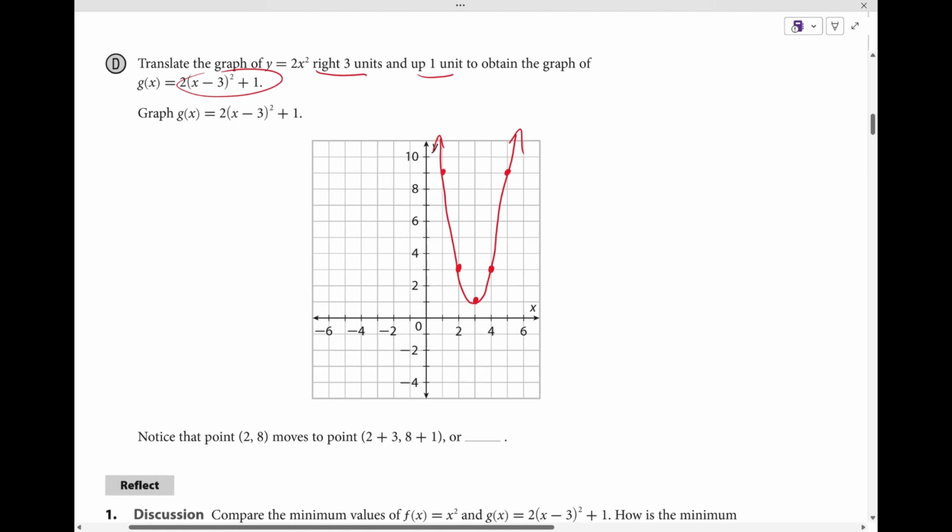Notice the point (2, 8). Okay, so (2, 8) is right here. It moves to the point (2 plus 3, 8 plus 1). That one moved over here. So this is the point (5, 9).